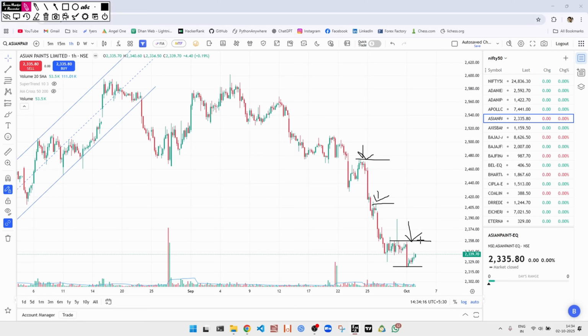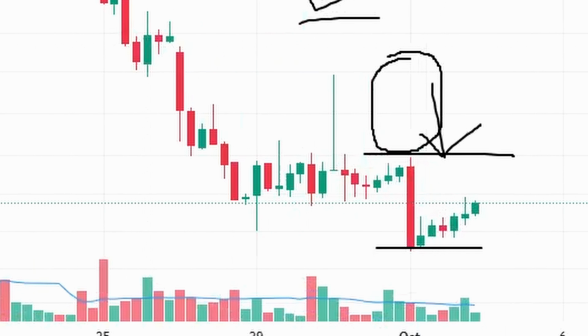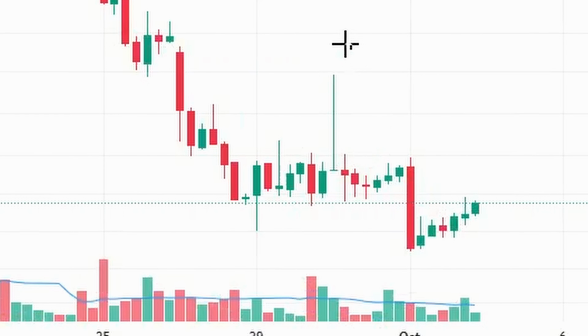If there is some good news, first 2350 should be breached. See this heavy selling on 1 hour time frame. Let me zoom in the chart, then this will be clear. See this upward tail, the long upward tail. It is during the trading session.